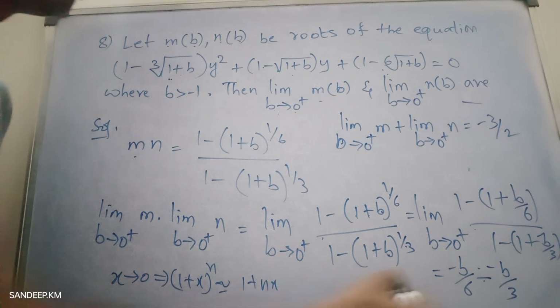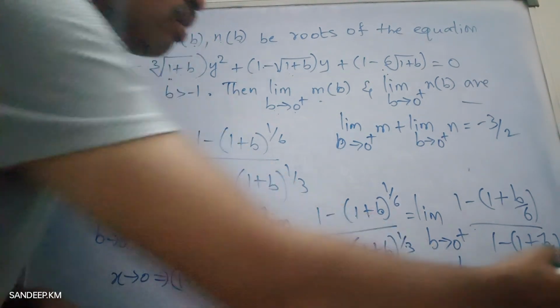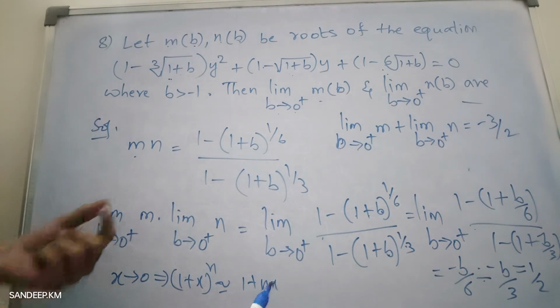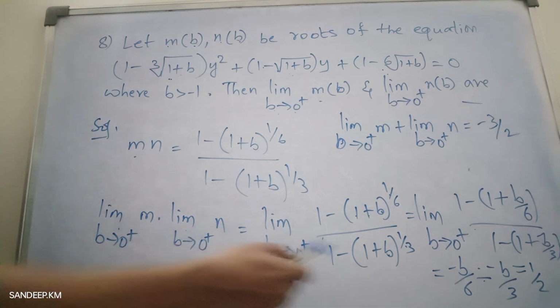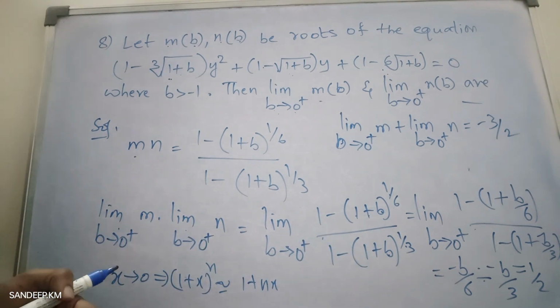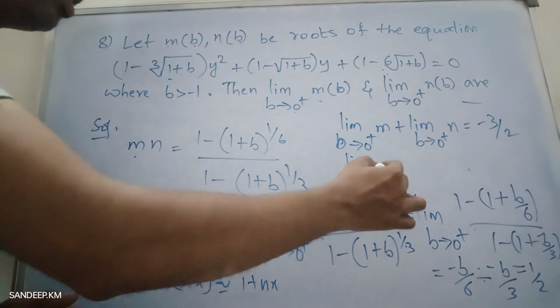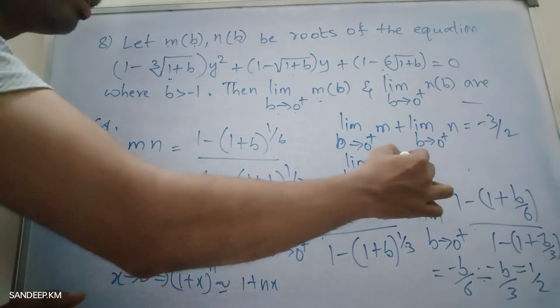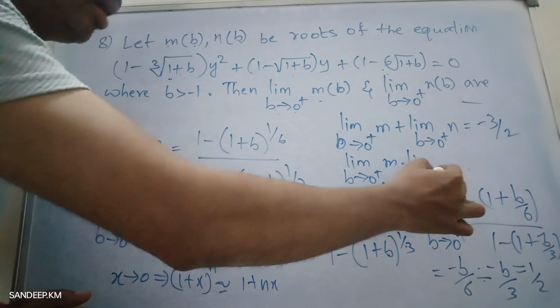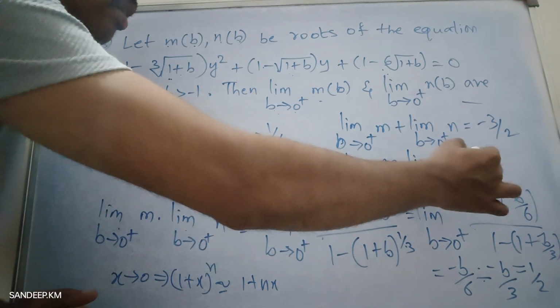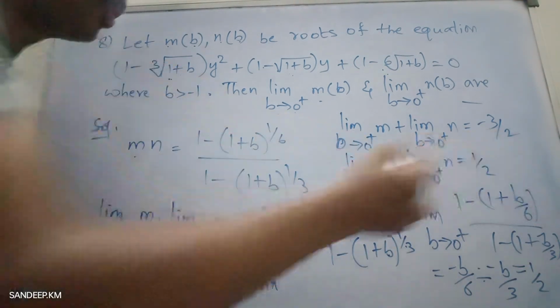So therefore, dear students, this into this is equal to how much? 1 by 2. I'll write that here. Limit b approaches 0 plus m into limit b approaches 0 plus n is equal to 1 by 2.